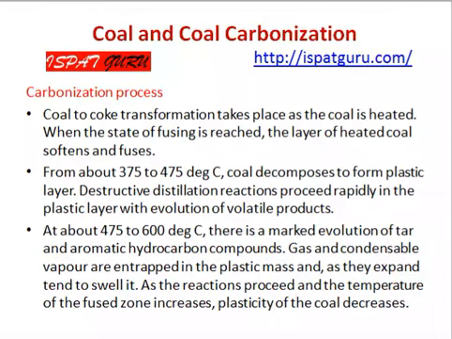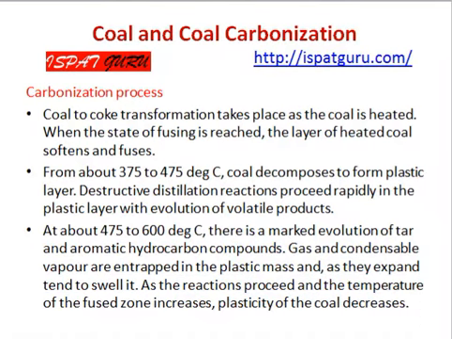In the carbonization process, the coal to coke transformation takes place as the coal is heated. When the state of fusion is reached, the layer of heated coal softens and fuses. From about 375 to 475 degrees centigrade, coal decomposes to form a plastic layer. Destructive distillation reactions proceed rapidly in the plastic layer with evolution of volatile products. At about 475 to 600 degrees centigrade, there is a marked evolution of tar and aromatic hydrocarbon compounds.